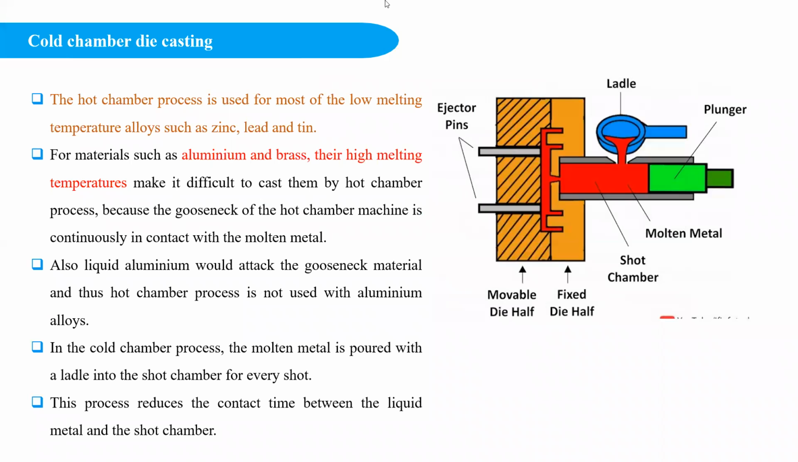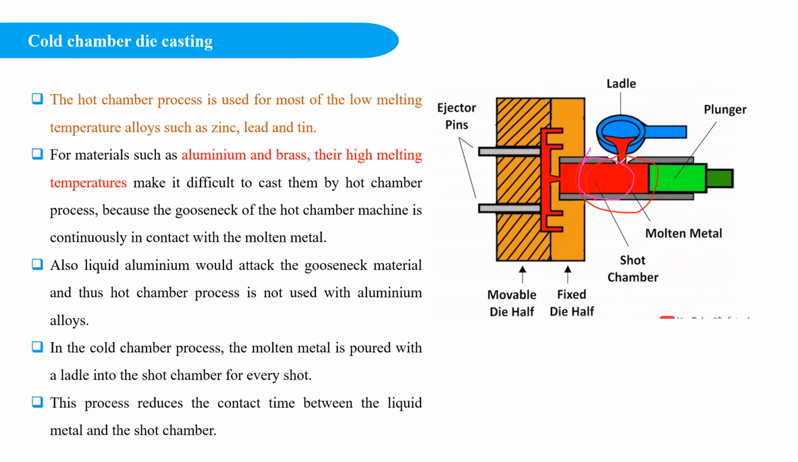In this slide, we are going to discuss the cold chamber die casting process. From the diagram itself, you can easily tell what is hot chamber and what is cold chamber. Here you can see the chamber, the plunger, and the die. The die setup is the same for hot chamber and cold chamber die casting. It also has the mobile die half, the fixed die half, and the ejector pin.